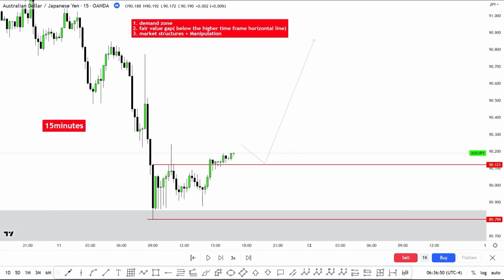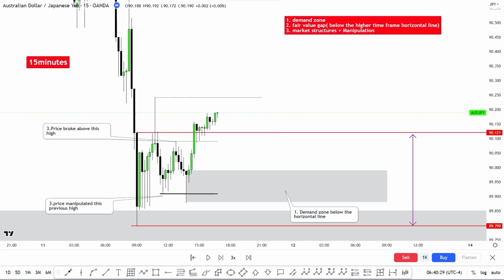As we move to the 15-minute time frame, we will follow the 3 rules we need to find the trading structure more easily and identify them in the current price action: market structure, fair value gap, and demand zone. Now, if we take a closer look below the horizontal line from the higher time frame, we can see that we have a clear demand zone, and we have a manipulation of the previous low before the market can make a new high. Most of the time, you will see that before price can make a new high, it will firstly trade below the previous low.